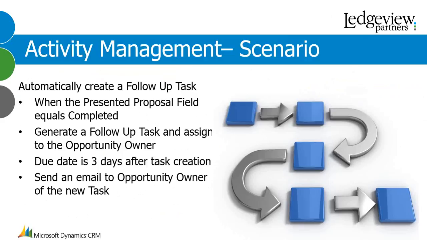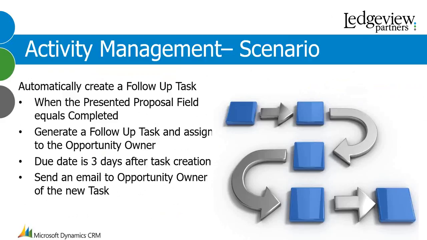Now, I've thrown a lot of different activity management ideas and best practices at you. We're going to take a step back. We're going to go into CRM, and I'm going to show you how to set up a workflow that's going to automatically create a follow-up task. So our scenario is, when in the opportunity entity, when the presented proposal field is changed to completed, we're going to generate a follow-up task and assign that task to the opportunity owner.